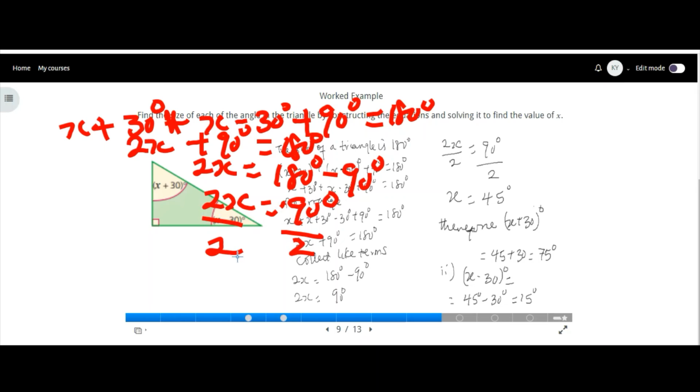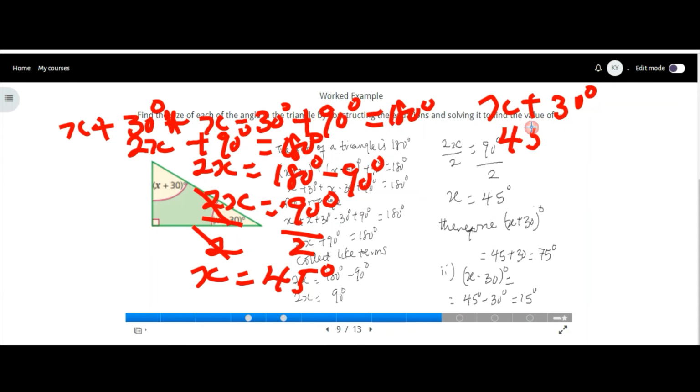Divide this side by 2. 2 we cancel 2, and we have x left here. How many times can 2 go into 90 degrees? That is 45. So we have 45 degrees. Now x is 45 degrees. Now let's use that to find the angles that we have here. The first one is what? x plus 30 degrees. We have gotten x to be 45 degrees, so we have 45 plus 30 degrees. So what is 45 plus 30 degrees? That is 75 degrees.